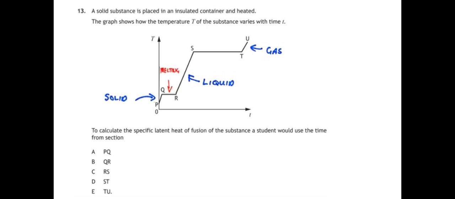So Q to R shows the substance melting from solid to liquid, and S to T shows it boiling from liquid to gas. So latent heat of fusion. Fusion has to do with the change of state between solid and liquid, the melting state. And that, as we can see from our diagram, is Q to R, which is answer B.